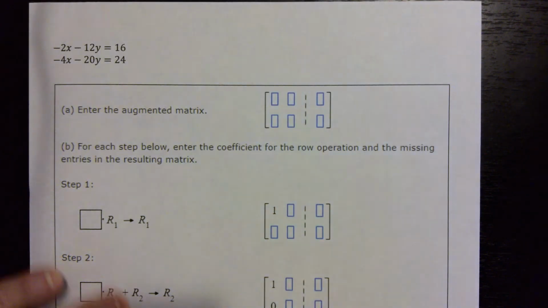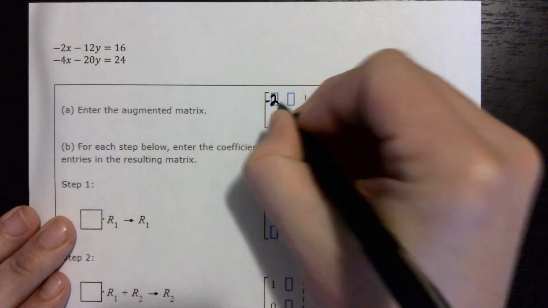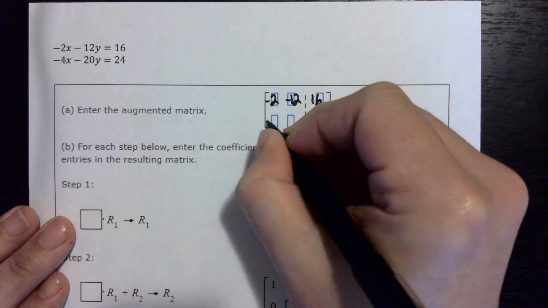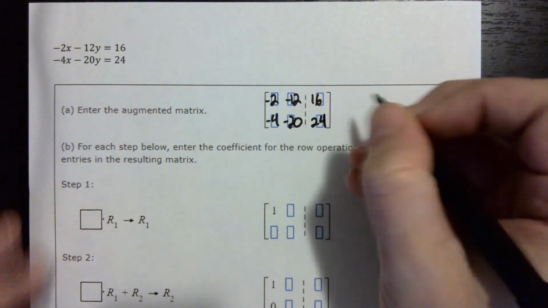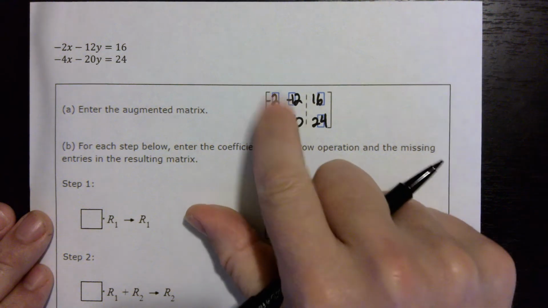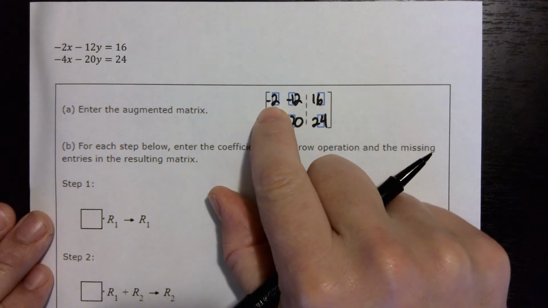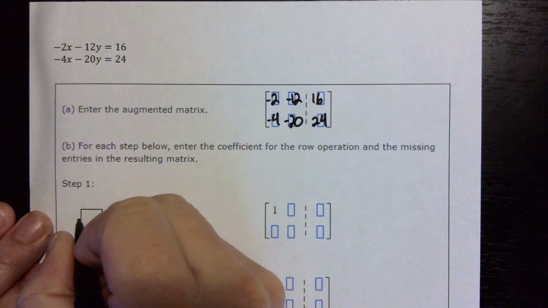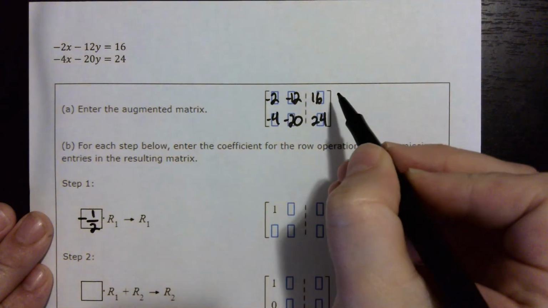Okay, last example. So we want first to put all these numbers in these boxes. So here's negative 2, negative 12, 16, negative 4, negative 20, 24. Okay, same process as all the other ones we've done. We want to turn this number right here into a positive 1. So what do I multiply negative 2 by to turn it into a positive 1? I need a negative to make it positive and a half to get rid of the 2, so negative half.